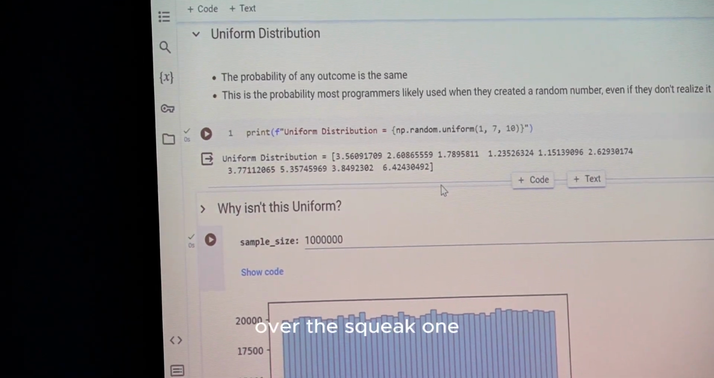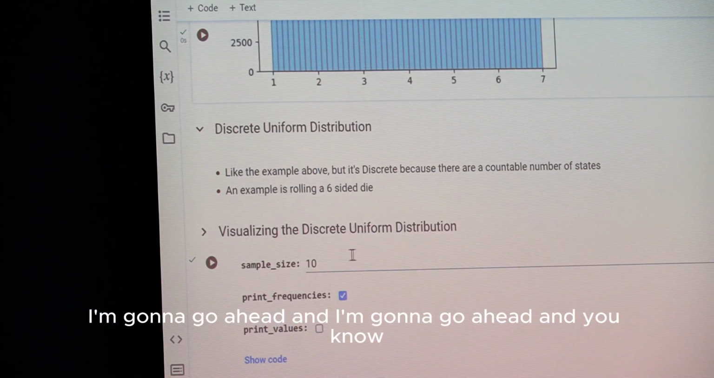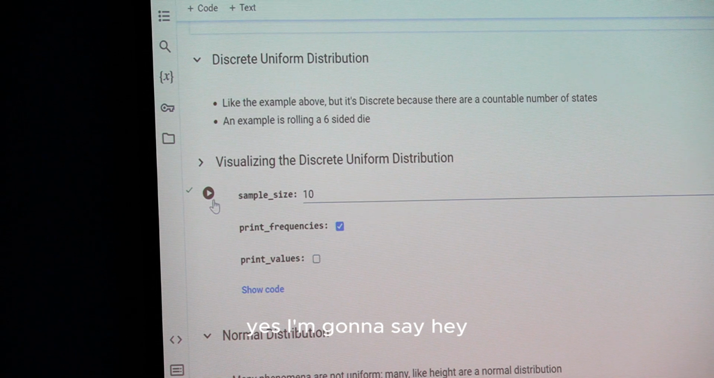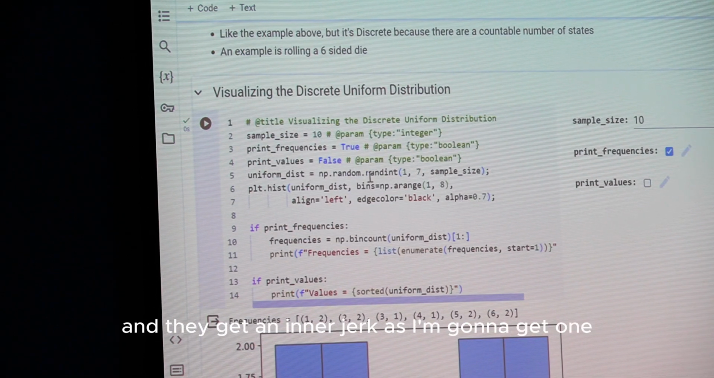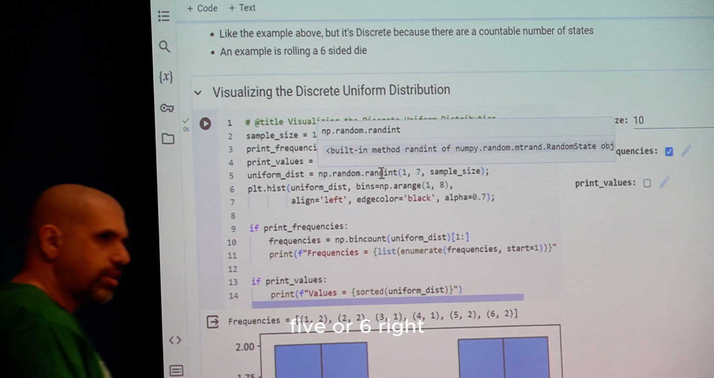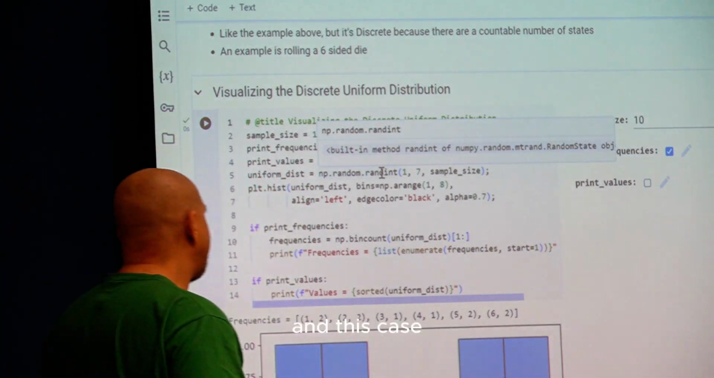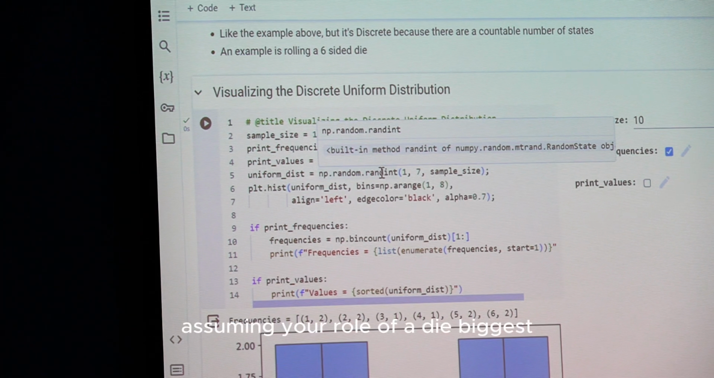But with a discrete one, in this case specifically, I'm going to say, hey, give me a number between 1 and 7 and make it an integer. And so I'm going to get 1, 2, 3, 4, 5, or 6, right? Discrete values. And this sort of thing simulates, say, the roll of a die. Assuming you're rolling a die, a Vegas die, not Dungeons and Dragons, right? A 6-sided die.